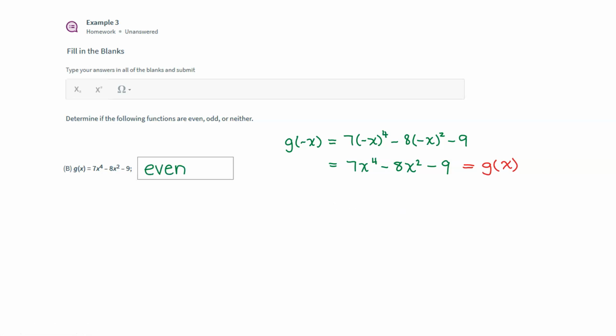I don't have to check to see if it's odd, because once I've already established it's even, it can either be even, odd, or neither. It can't be both even and odd. It doesn't exist.